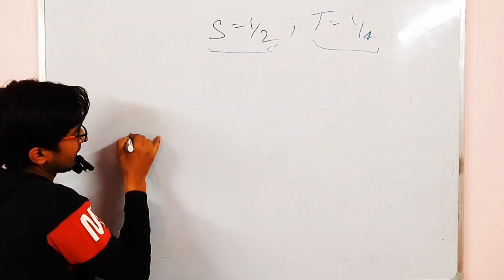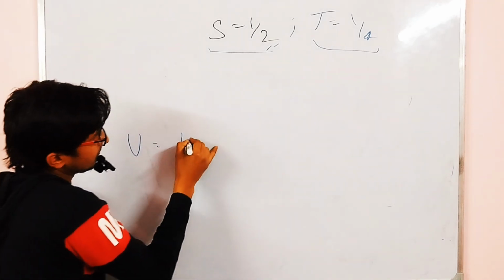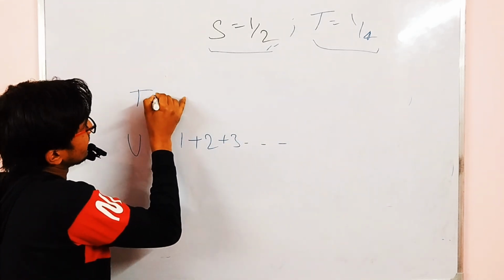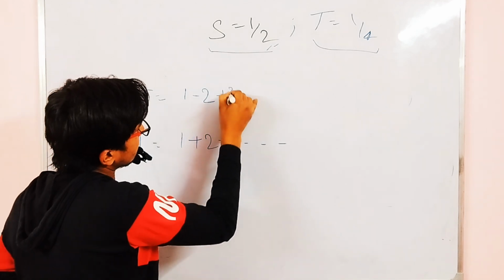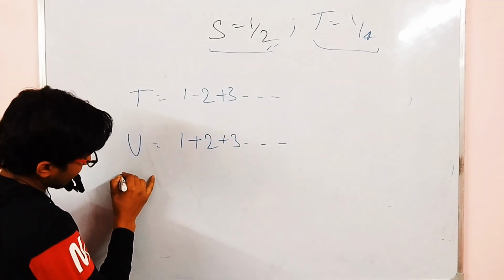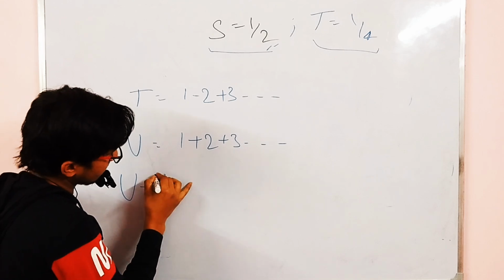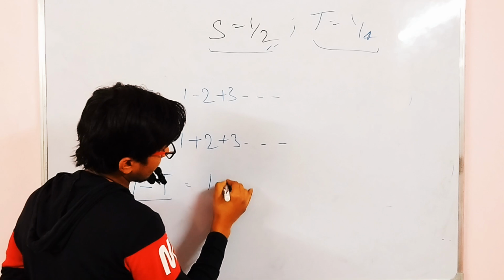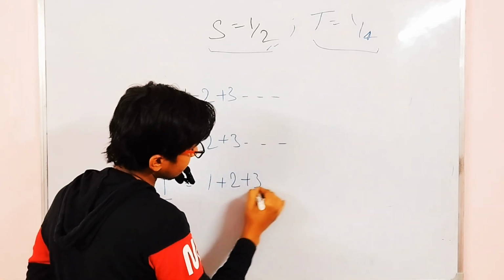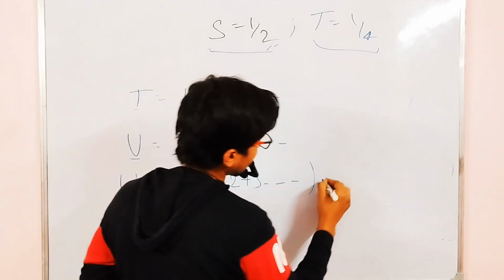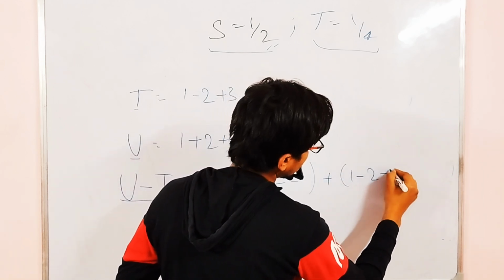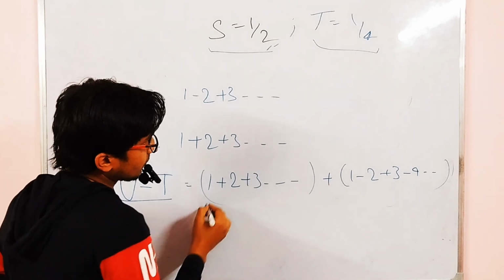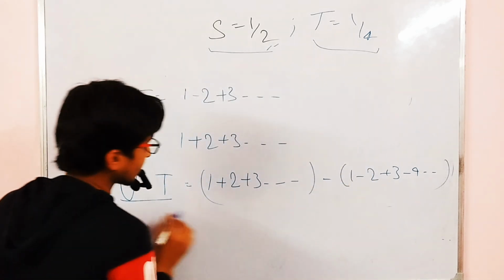Now we will come to our proof. Let u be equal to 1 plus 2 plus 3 and so on, and you know that t is equal to 1 minus 2 plus 3 and so on. So what Ramanujan has done is u minus t, he took the difference of the u and t series. Now let's see: 1 plus 2 plus 3 and so on, minus 1 minus 2 plus 3 minus 4 and so on.